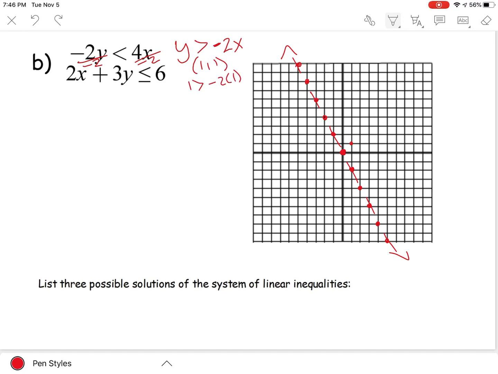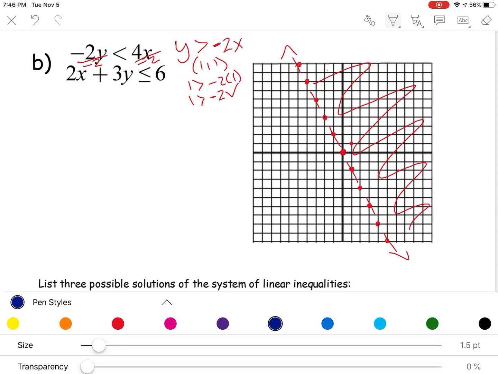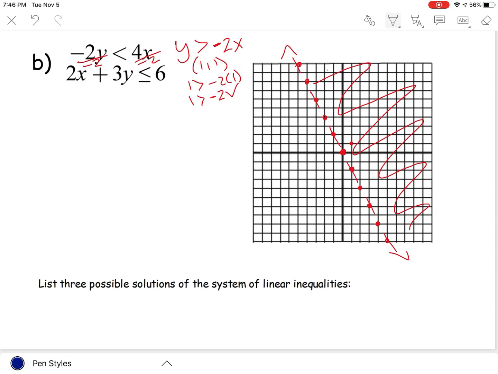I'd plug 1 in for y and 1 in for x. Is 1 greater than negative 2? Yes, it is. So all of our solutions are in this area. Again, I'm going to shade very lightly, just enough so I know what side of that line is the solutions. Now that we're done with that, we're going to go to the second equation.